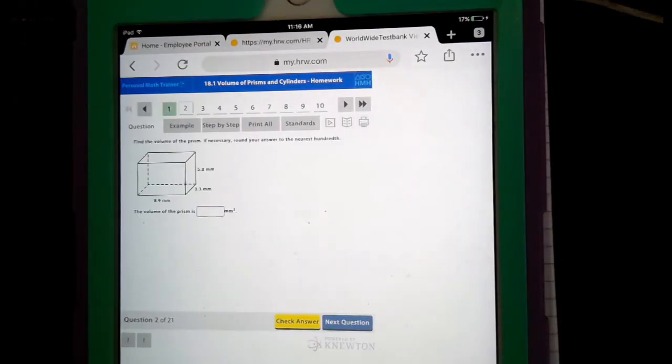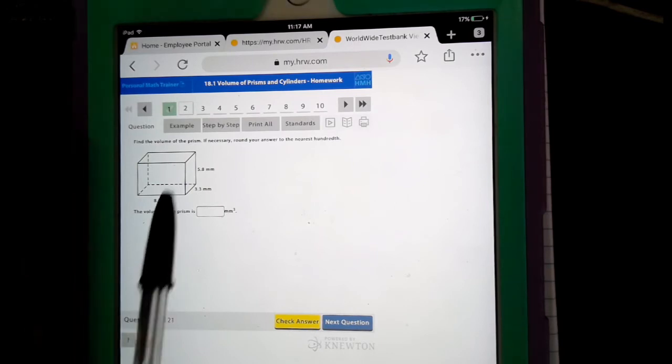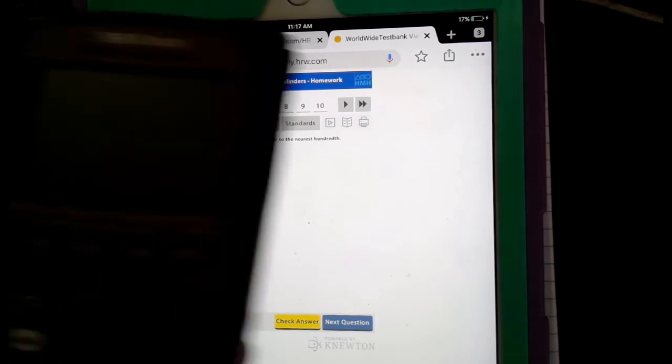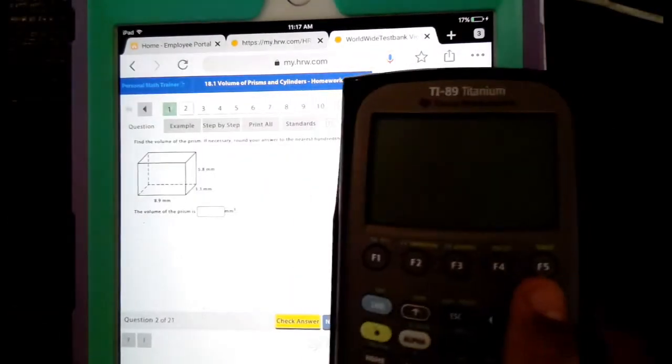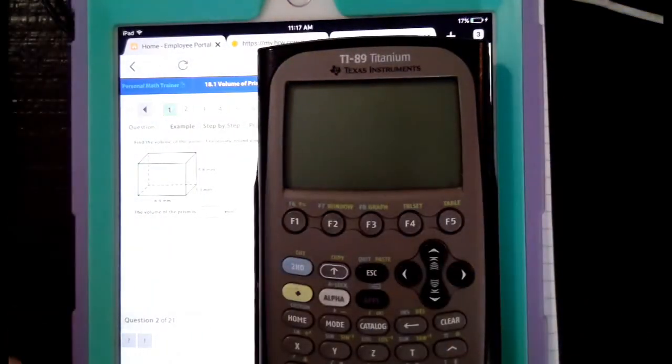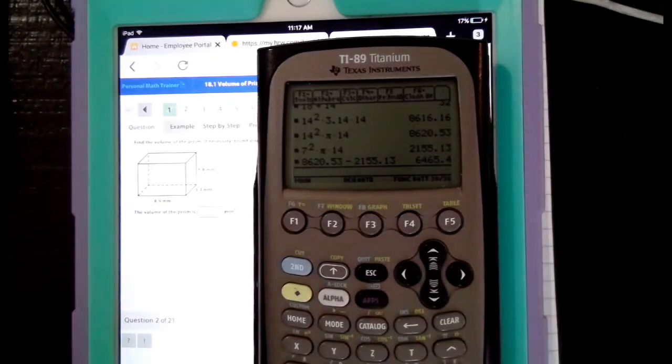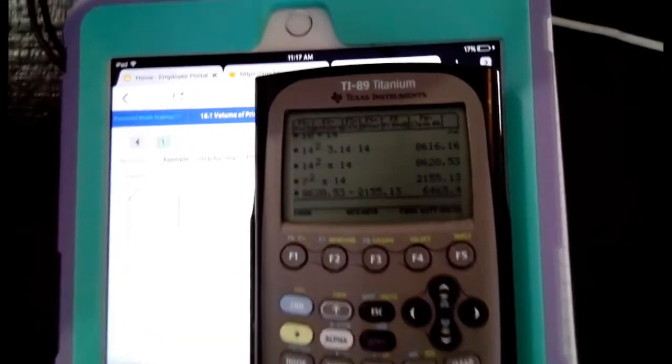For the next question over here, the volume of a prism. Well, we've done that before. Remember, the formula is just what? Length times width times height. So length times width times height. We have here on the calculator, when we turn it on, I'm not sure if you guys could see it real good. Let me go ahead and get closer to it.